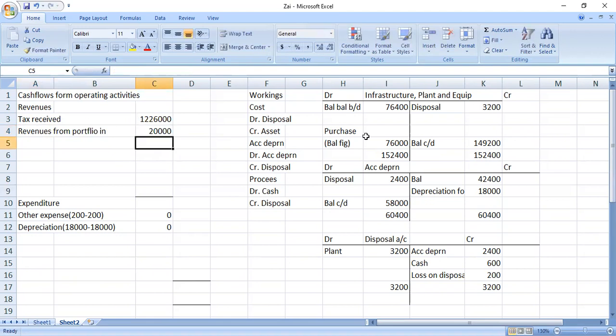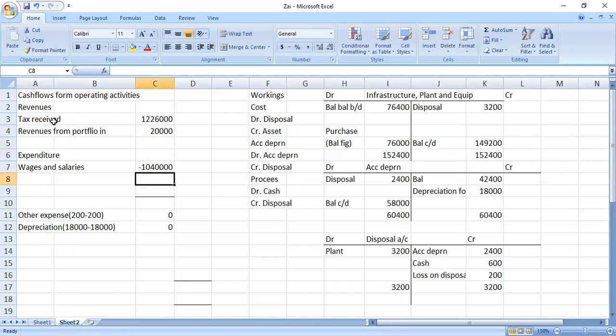Go to the next line. Expenses now. You have wages and salaries. Do you have anything there, closing, sorry, accrued or prepaid? We don't have. Meaning this is what was actually paid. It's 104,123. Let me put negative because it was paid. And I'm saying it was paid.